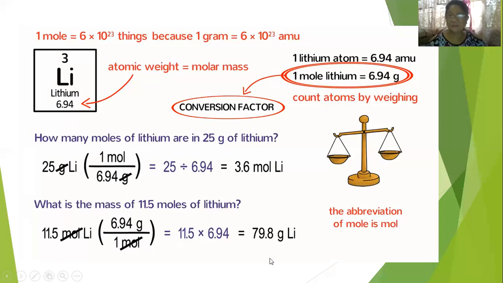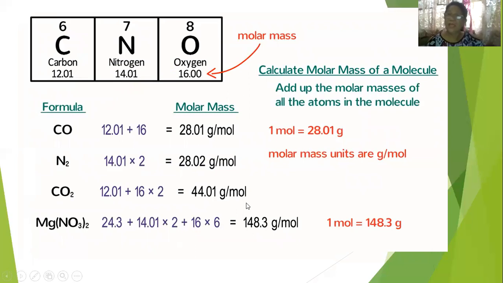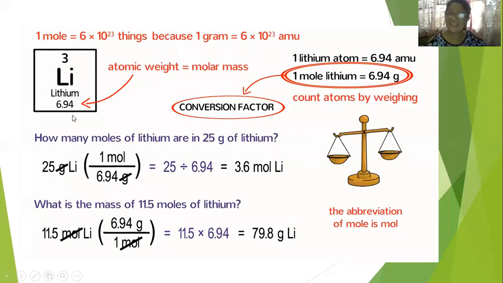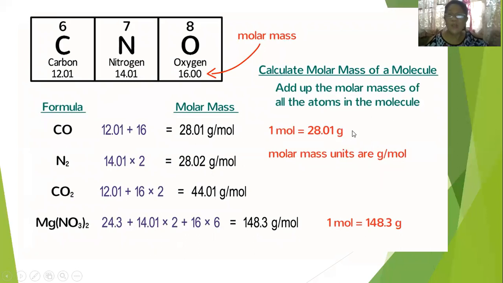So that's the answer. Okay, let's move on to the calculation. What we have here is just an element. How are we going to solve for the molar mass of a molecule? It's easy. All you have to do is add up the molar masses of all atoms in a molecule.